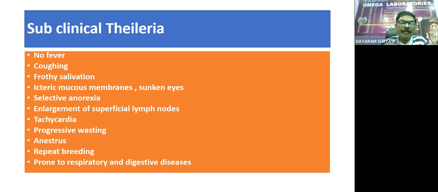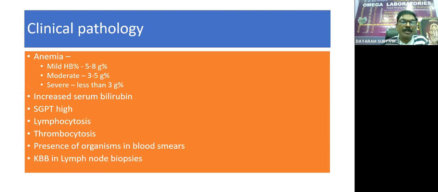Then there would be repeat breeding: they will come into heat at the typical period, but they are not able to conceive. So that is the repeat breeding observed in sheep and goats. Then these animals are prone to any type of respiratory as well as digestive diseases. Any kind of secondary complication can be observed in case of subclinical theileriosis in sheep and goats.